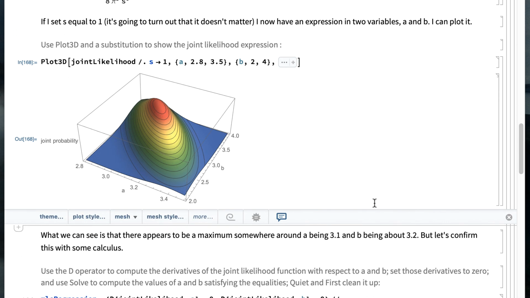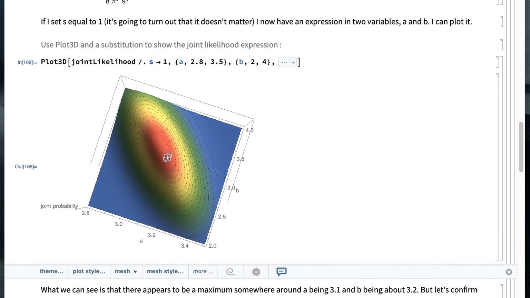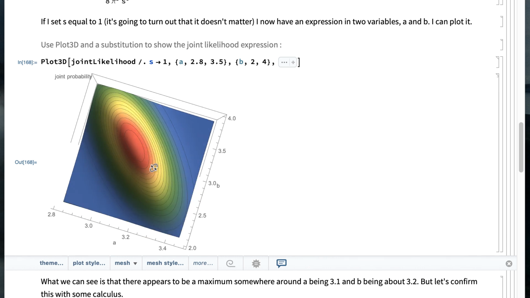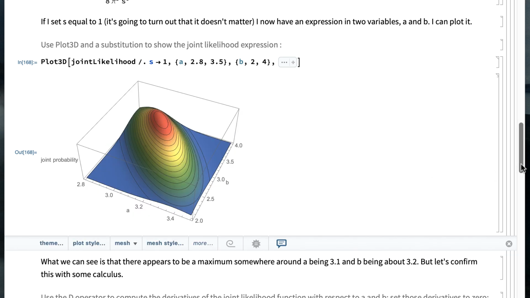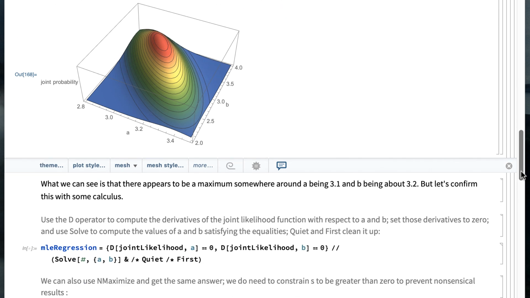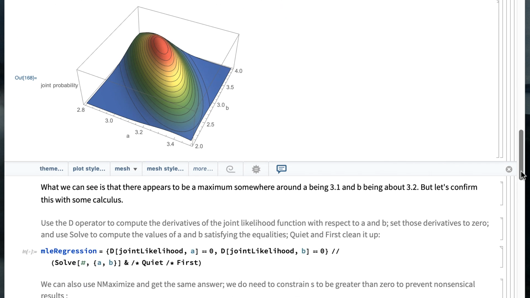So here's our picture. And so what we can now eyeball is that the joint probability appears to be maximized maybe, I don't know what that is, maybe 3.2, 3.0, something like that. And we can see that the likelihood falls away as we depart from that. And if we look at this from on top, we can kind of see that they seem to be elliptical contour lines, that there's some sort of ellipsoids of constant likelihood. Okay, but we can do better than eyeballing.